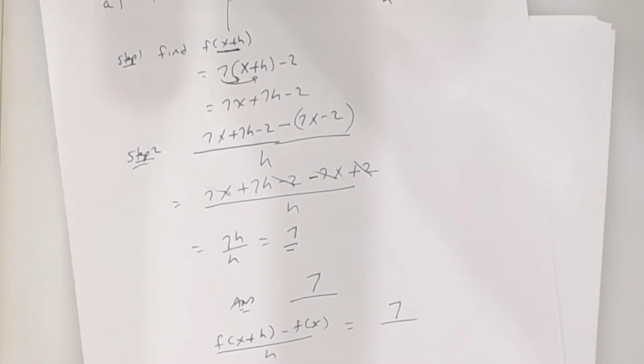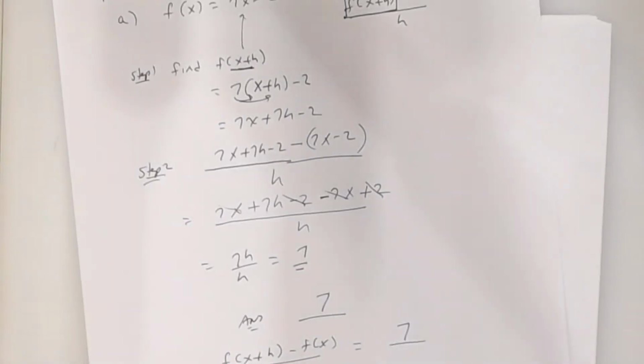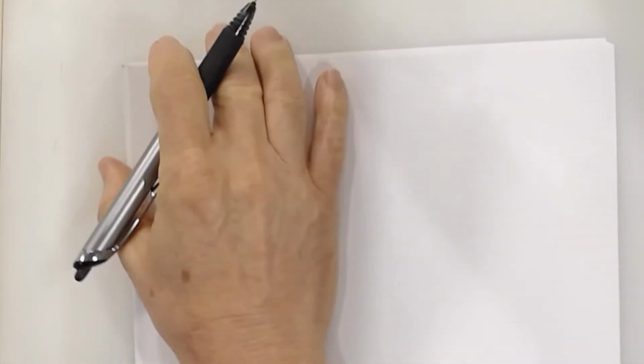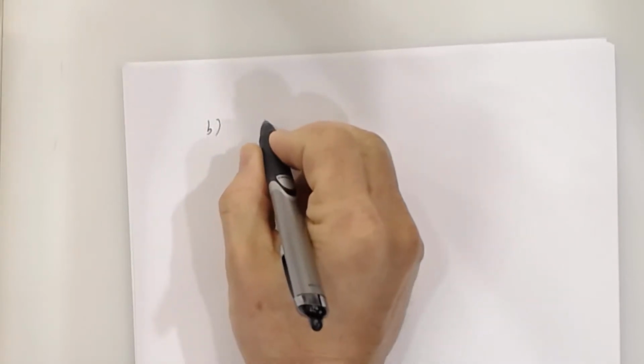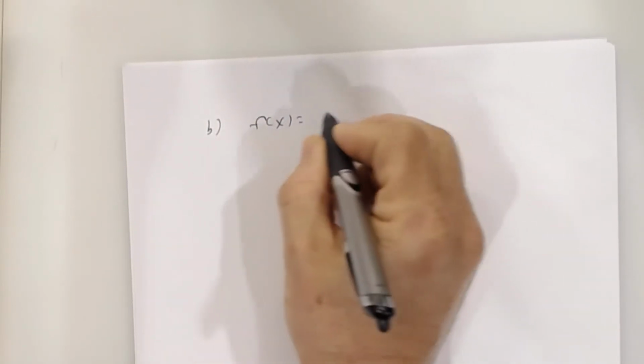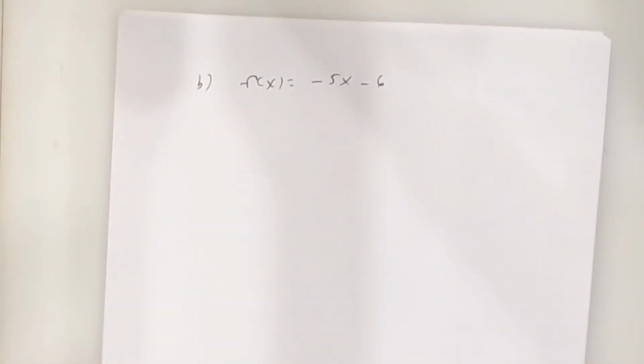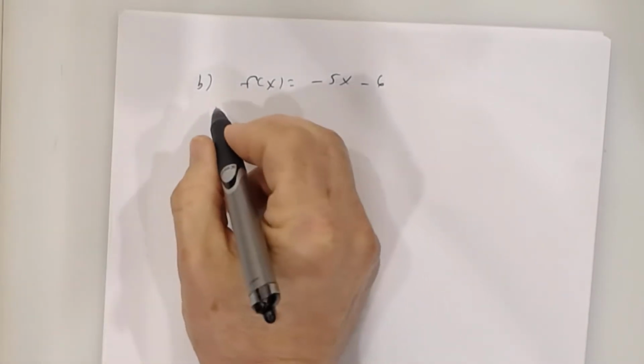And the reason why this linear one's so easy is because no matter what 2 points you use on the line, isn't it the same line? And the slope of the line, no matter what 2 points you use, is always going to be the same. Quadratic's not, though. All right. Let's look at one more with a linear one. B. Let's suppose this time that f of x is negative 5x minus 6. And we'll find the difference quotient.